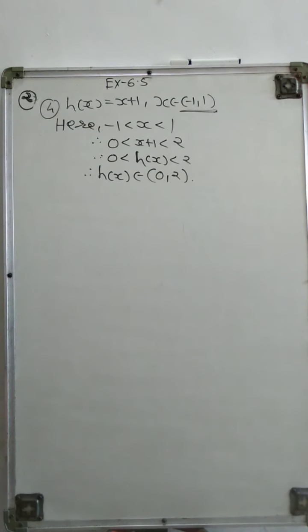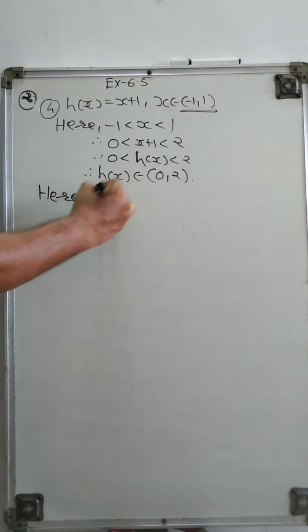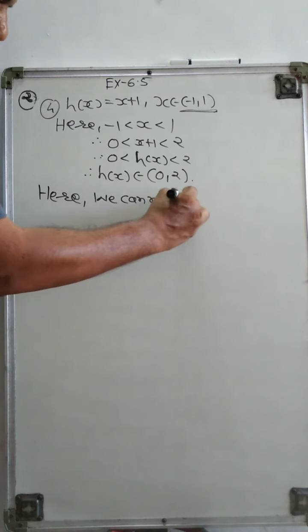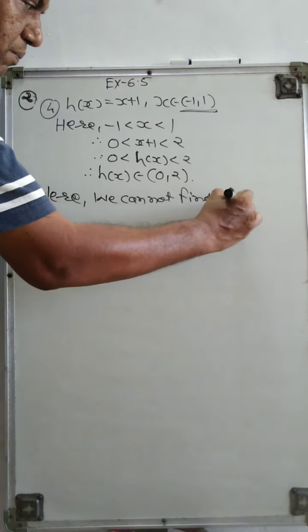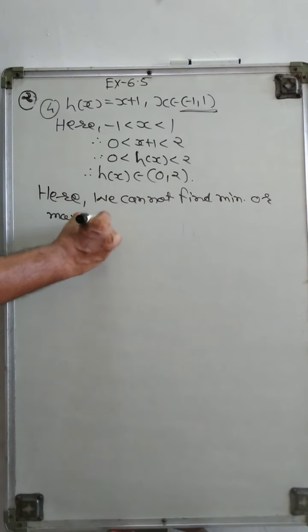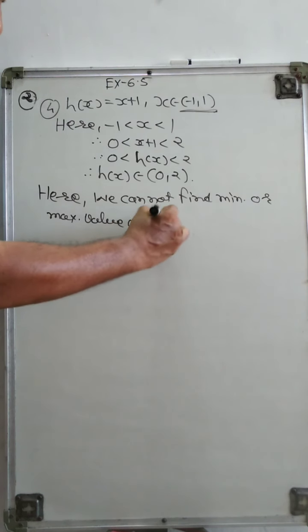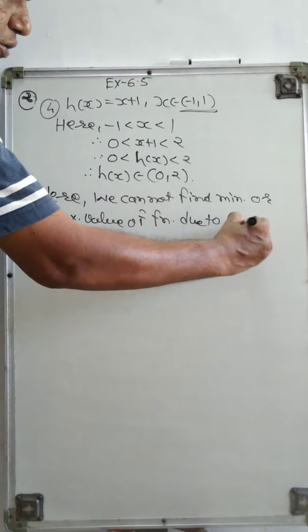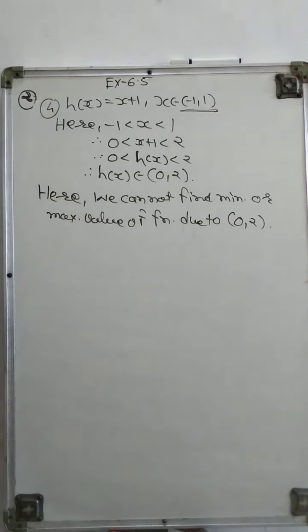But the maximum and minimum values are obtained on a closed interval. But here both the intervals are open. So here we cannot find the minimum or maximum value of the function on (0, 2), right? Therefore no value is obtained for this function.